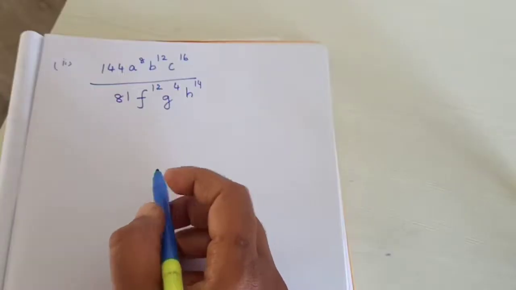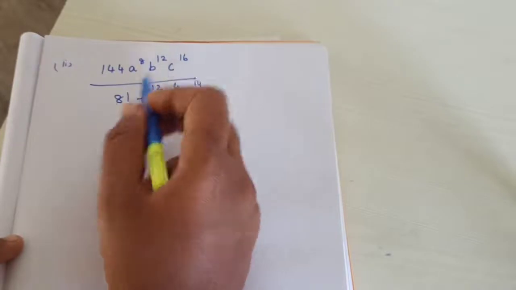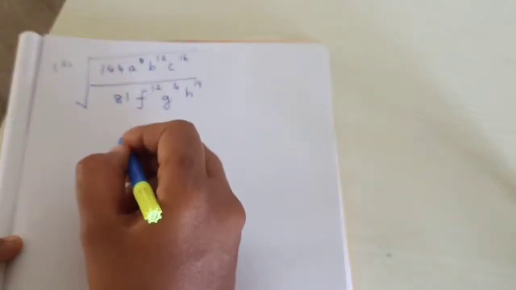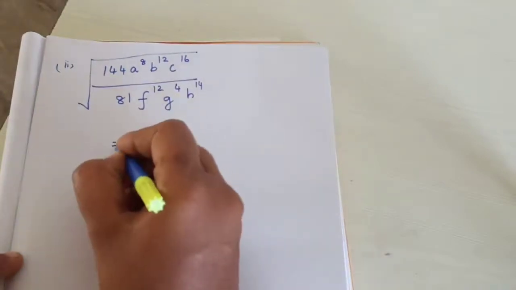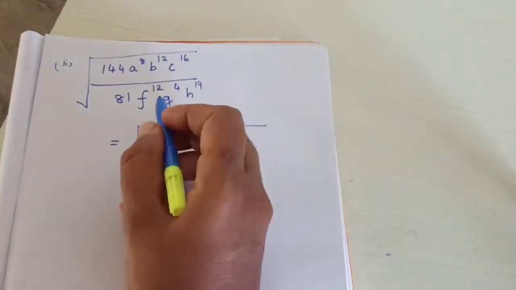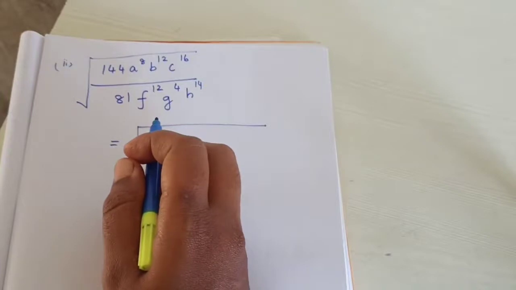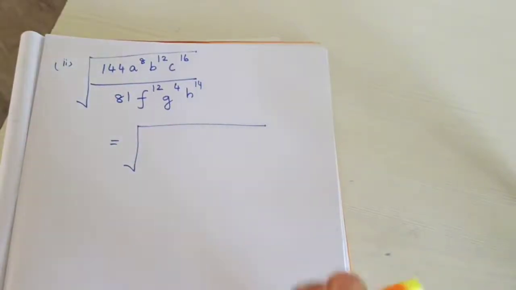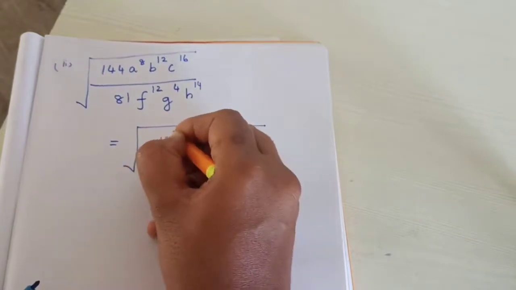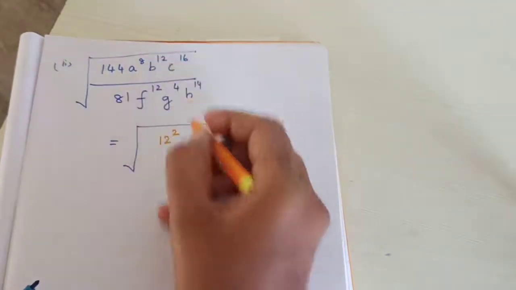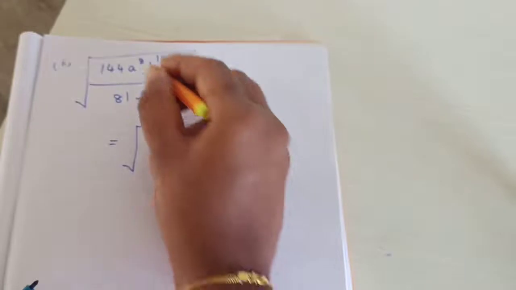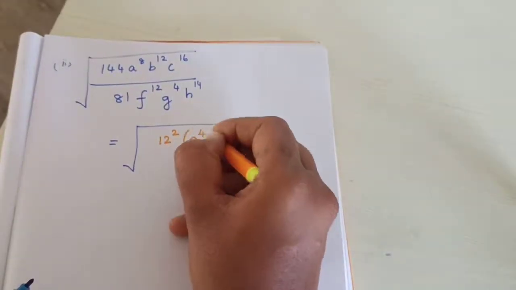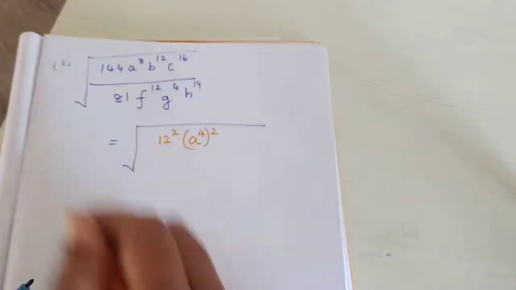See the second subdivision: 144 a^8, and some terms are given. We need to find the square root. How can we find it? Square root of 144. Which table does it come from? Double time 12, 12, no? So 12 square. Okay, then a^8. How will you find it? Powers you can write using the second table. So (a^4) the whole square. That means 4 twos are 8.